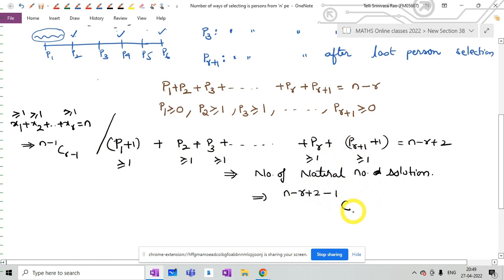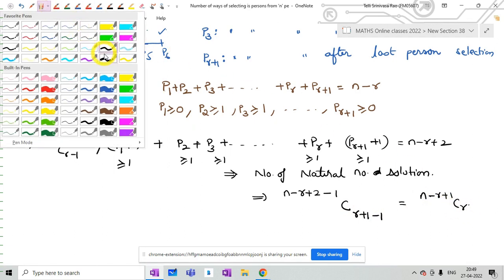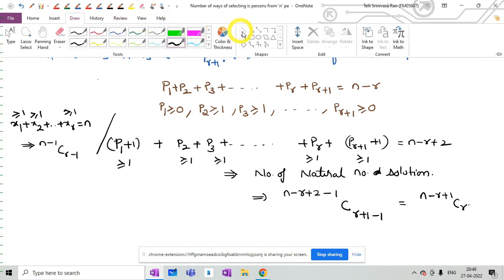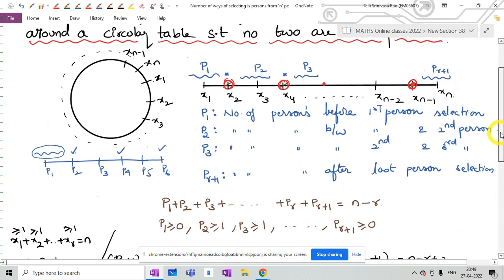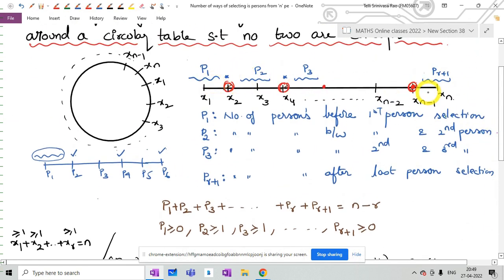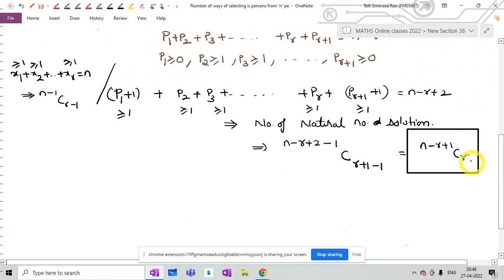Here, how many variables are there in total? r plus 1, so r plus 1 minus 1. This is equal to n minus r plus 1 C r. So what is the result? What information does this give us? This gives us the information: if n persons are there on a straight line, out of those n persons, in how many ways can we select r persons in such a way that no two persons are consecutive.